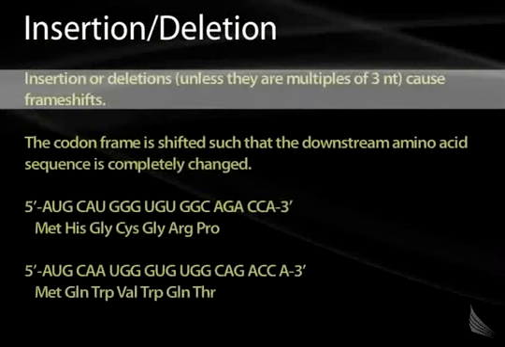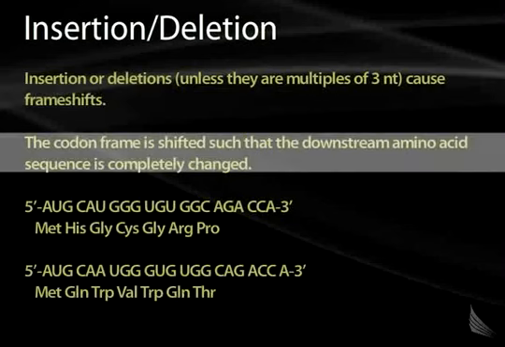Now, insertion and deletion mutations are much more likely to have deleterious effects on the protein that's being encoded. That's because insertions or deletions generally cause frame shifts. What happens is you remove or add one or more nucleotides, and that shifts the codon frame such that everything downstream of that mutation is now encoding a different amino acid than it originally did. We show an example at the bottom of this slide.